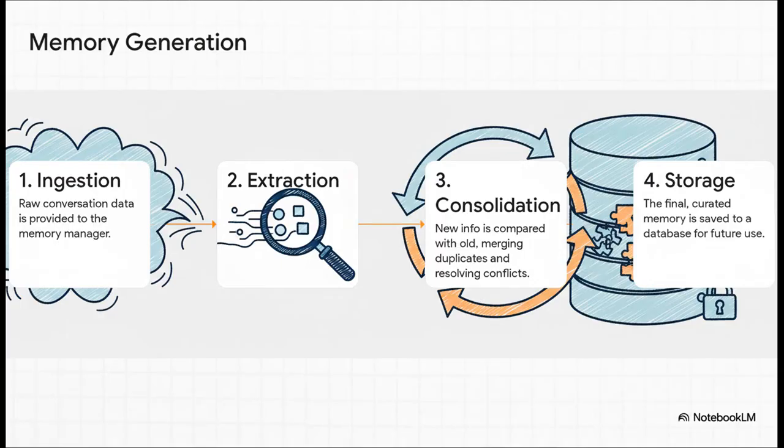It pretty much works like a four-stage pipeline. First, the raw conversation gets ingested. Then, another LLM acts like a filter, extracting only the important, meaningful bits of information. Third, and this is the really clever part, the system consolidates this new info with old memories, merging duplicates and even deleting facts that aren't true anymore. And finally, that curated memory gets stored away for the future.